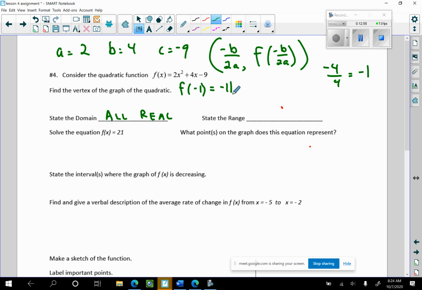Is that true? Let me look at Mr. O'Brien's key. Is that true, folks? So I can double check my arithmetic. Yes, it is. So the vertex is negative 1, negative 11.